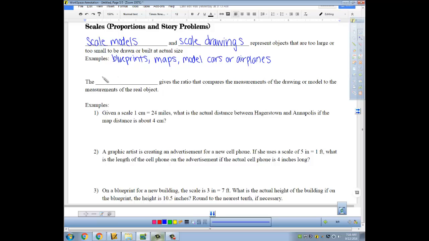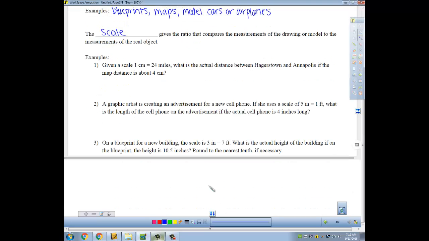The scale gives the ratio that compares the measurements of the drawing or model to the measurement of the real object. So it'll say like how many inches of something will equal how many feet in real life or something like that. So all the problems we're looking at today already give us a scale. At some point we are going to look at problems where they don't give us a scale, but we can still figure out what the actual distance would be or the distance of the smaller measurement.